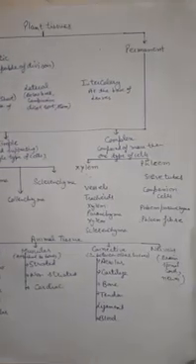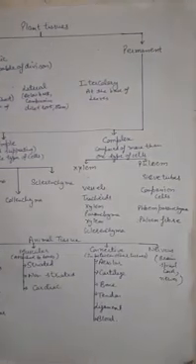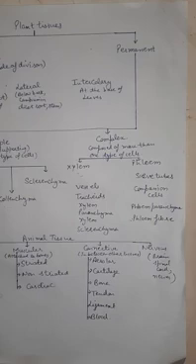Next is the nervous tissue. Nervous tissue is present in the brain, spinal cord and nerves. It controls all the body activities, conduction of impulses and stimulates other tissues for activity.